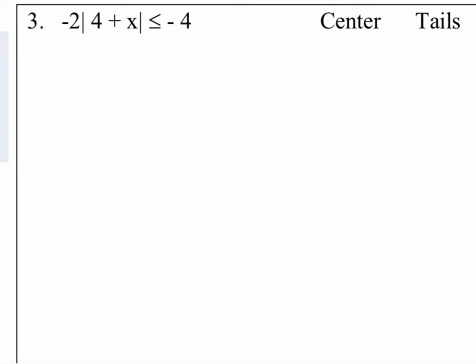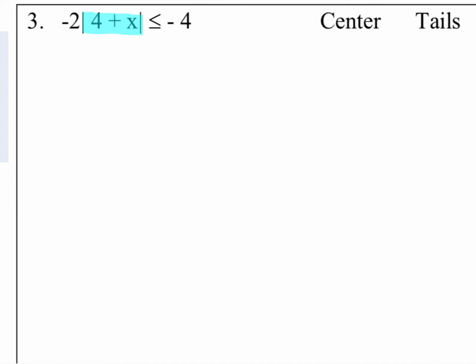In our example here, we have negative 2 times the absolute value of 4 plus x is less than or equal to negative 4. Now, the first thing that we notice is we want to isolate our absolute value. But instead, we have this straggler here. We have this negative 2 that's being multiplied on the outside of it on that left-hand side. So we need to undo it and remove it.